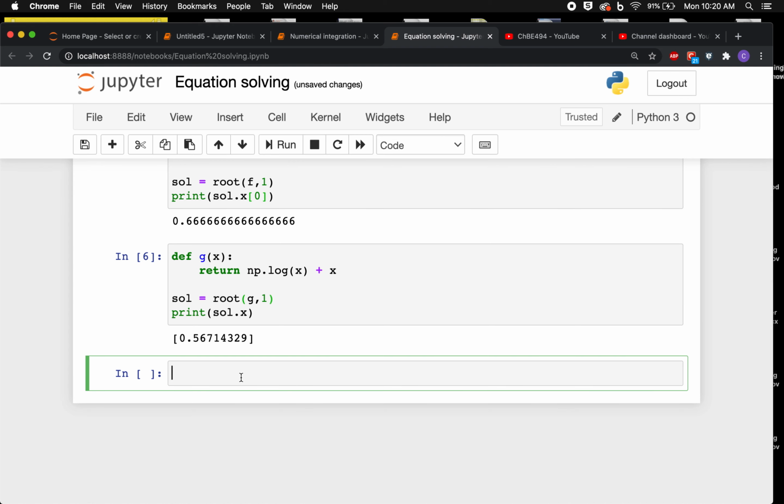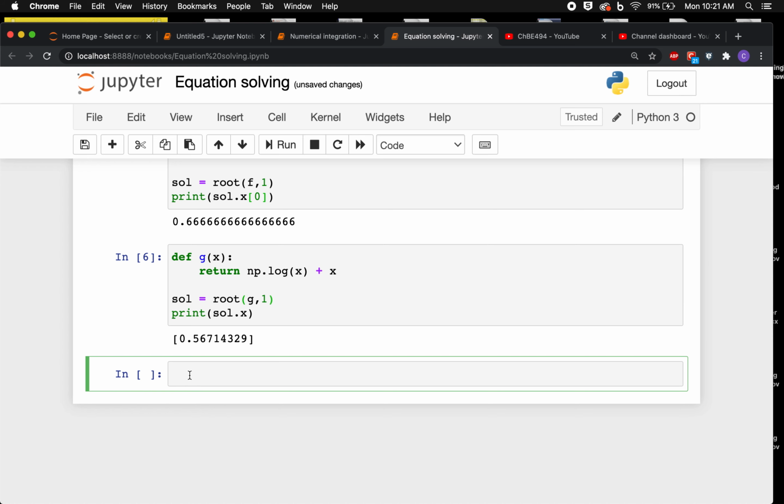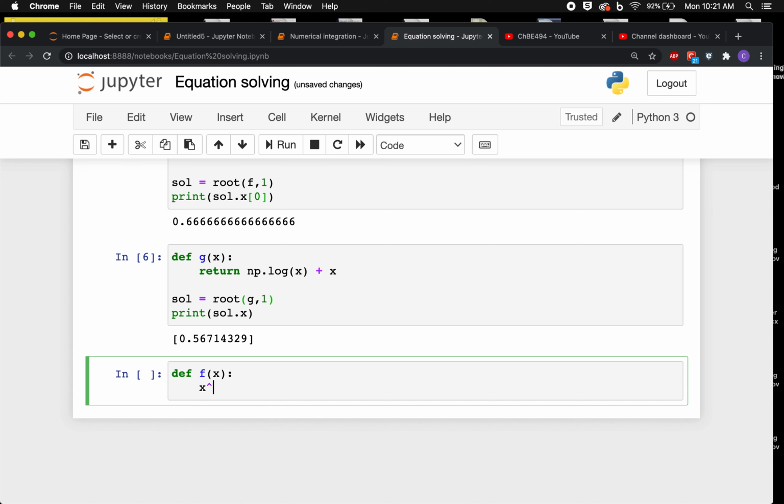So one other thing is these initial guesses can be important because you can get basically multiple solutions. So let's consider this function. If I define f of x, I'm going to do x squared minus 1. Actually, let's do x squared minus 1 is equal to 0. So I want to do x squared.